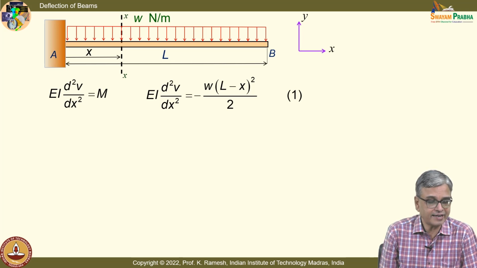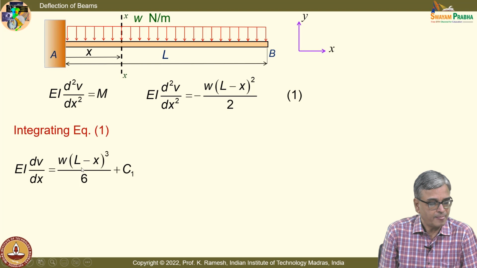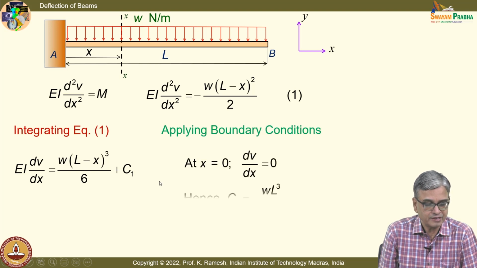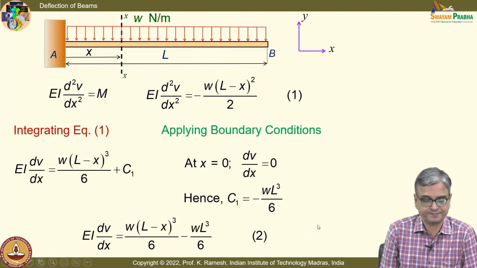If you write this correctly, then the integration is very simple. This all you have done even in your high schools. So, I have this EI dv by dx equal to w multiplied by (L minus x) whole cube divided by 6 plus C1, and when x equal to 0, I have slope is 0. This gives me C1 equal to minus wL cube by 6, and I have EI dv by dx equal to w into (L minus x) whole cube divided by 6 minus wL cube by 6.